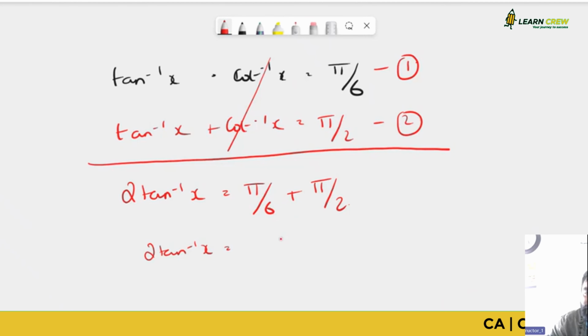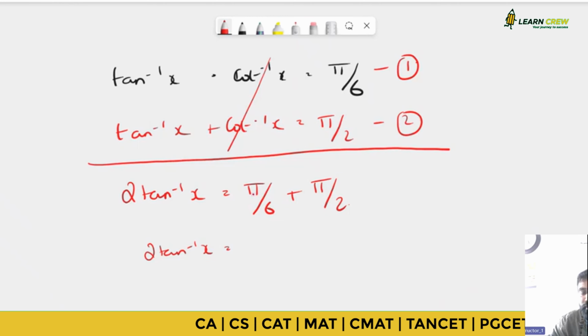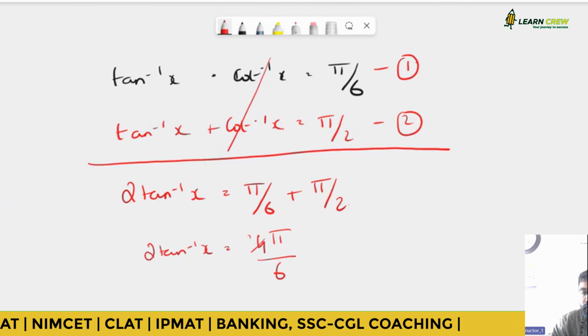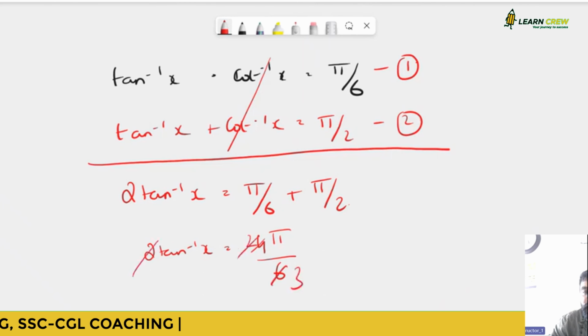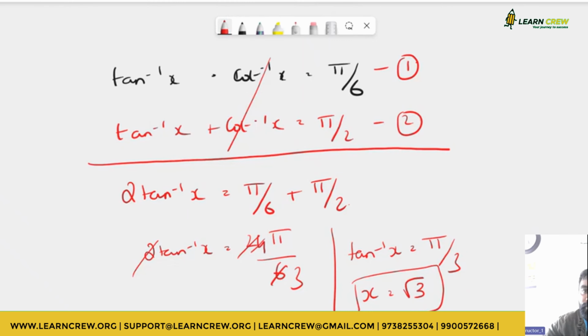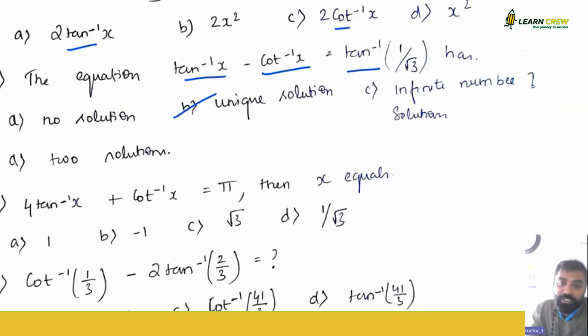This becomes 6 as the LCM. This becomes 1 plus 3, 4 pi by 6, or this becomes 2 pi by 3. This 2 gets cancelled. So you're left with tan inverse of x equal to pi by 3, or x is equal to tan of pi by 3. That is nothing but how much? What is tan 60? Root 3. So the given equation has a unique solution, that is root 3. So this becomes the answer for the question: a unique solution.